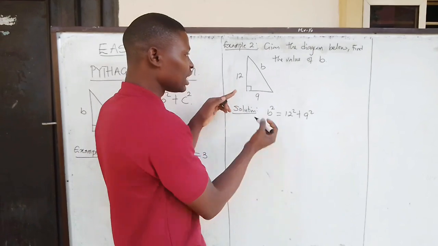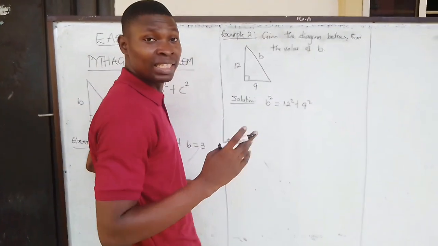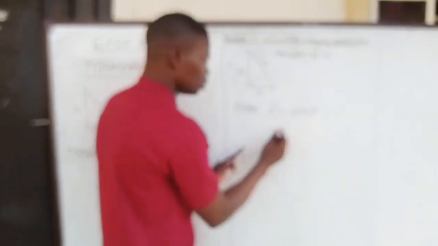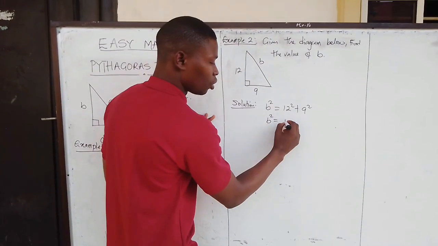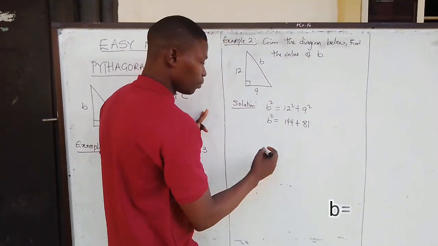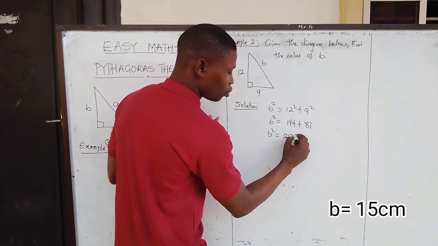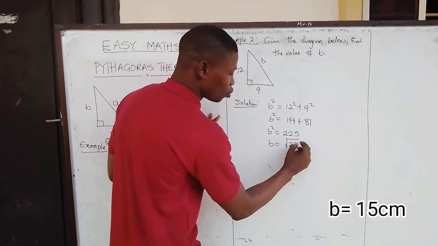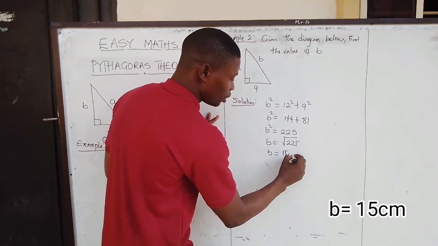Don't also forget that it is a right angle triangle. Once you see this symbol, it's telling us that it is a right angle triangle. So because of that, we are good to go. Our B squared will be equal to 12 squared, which gives us 144, plus 9 squared, which gives us 81. If we add them together, this gives us 225. So our B will be equal to the square root of 225, which is 15 cm.